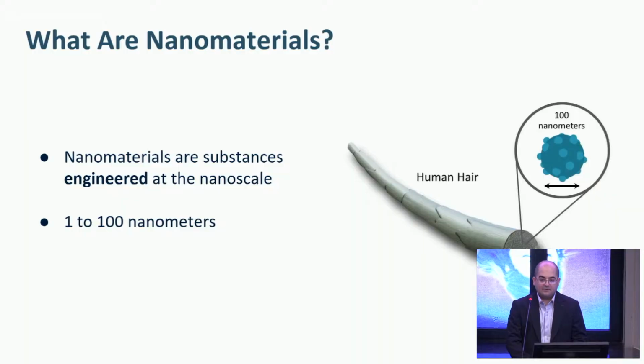In the beginning, let's define nanomaterials. Nanomaterials are substances engineered at the nanoscale. They have at least one dimension with the scale of 1 to 100 nanometers. To put that in comparison with something familiar, a nanomaterial is 1,000 times smaller than the diameter of a human hair.